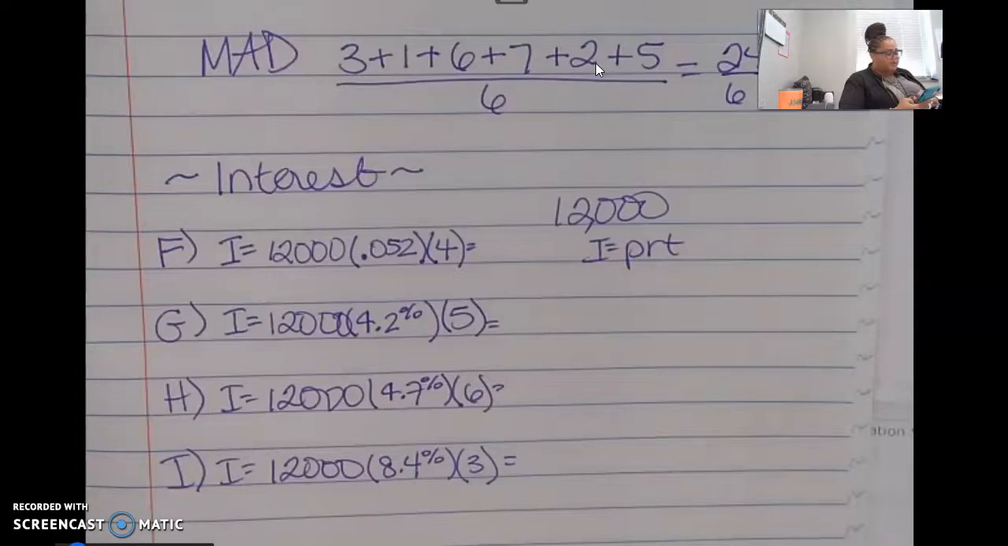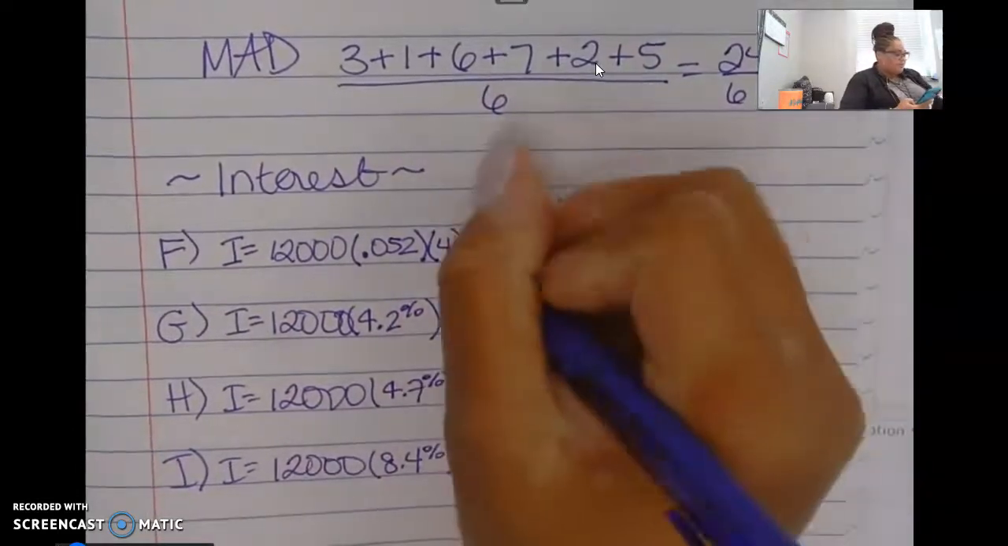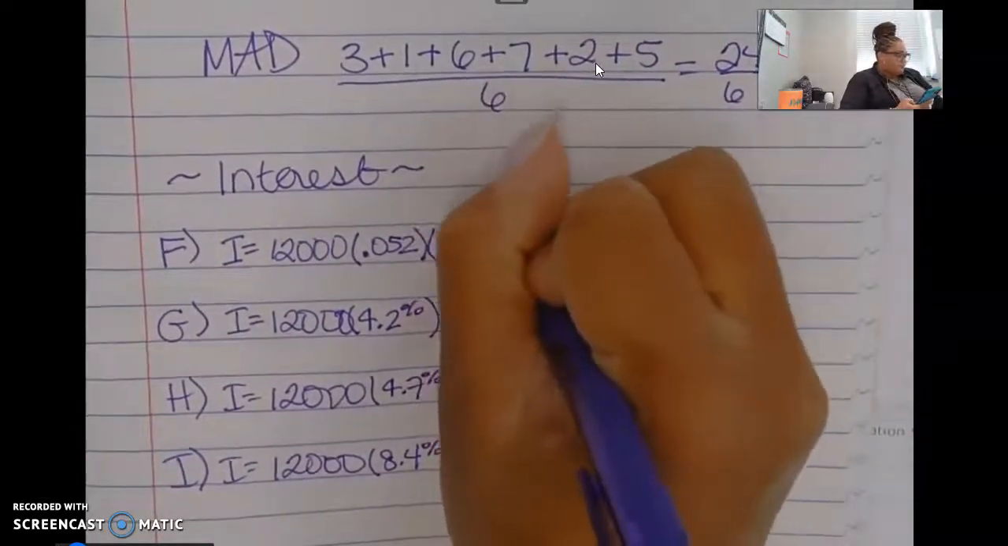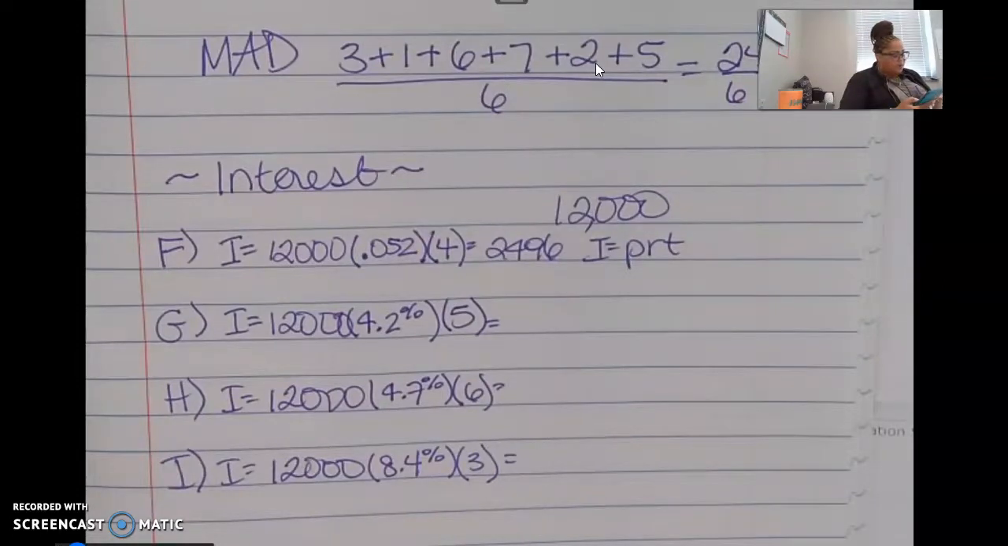Times 0.052. Okay, what was the interest that y'all got for F? 2,496. Okay, then 12,000 times how much? 4.2% over how many years? 5 years. How much?